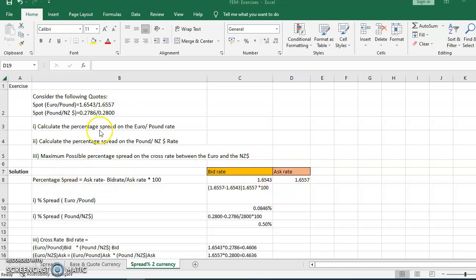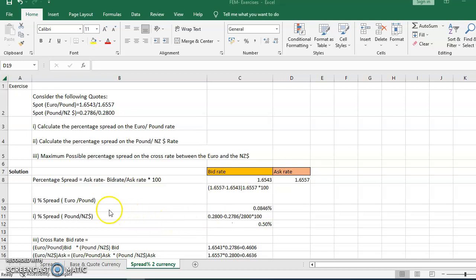So for me to calculate the percentage spread on the euro pound rate, I need the euro and pound quotes. The percentage spread is equal to ask rate minus the bid rate divided by ask rate into 100. So the ask rate is 1.6557 minus 1.6543 divided by the ask rate, which is 1.6557, into 100. So the spread percentage between euro and pound is equal to 0.0846. And you all know that the last decimal refers to the pip.